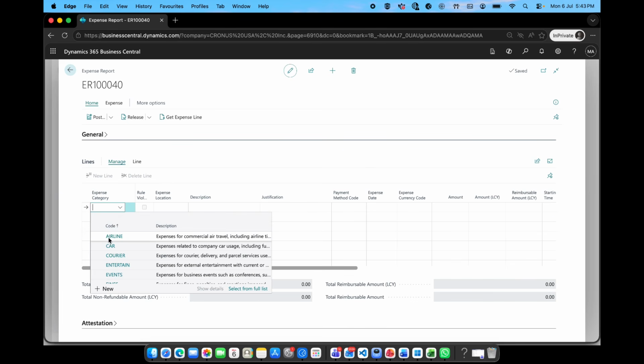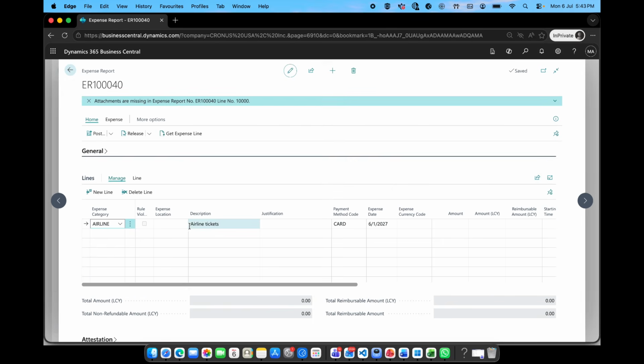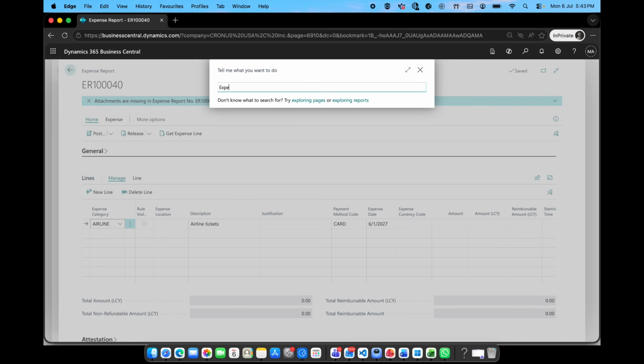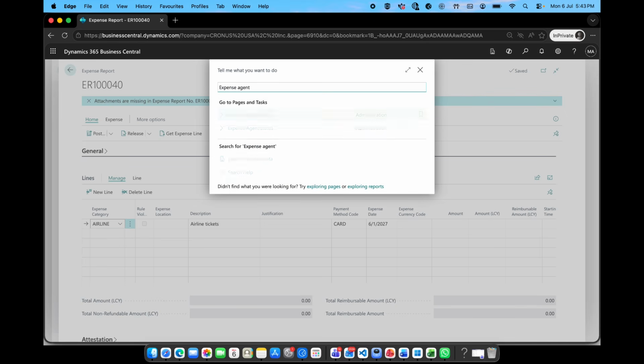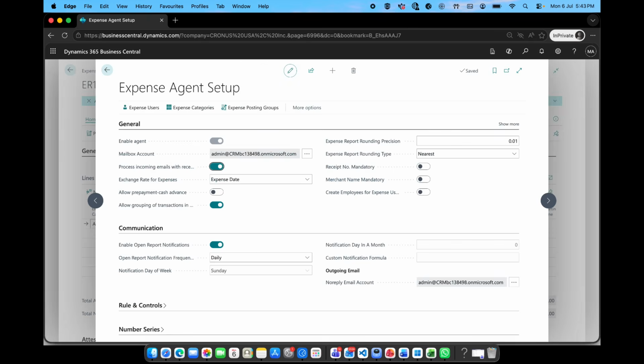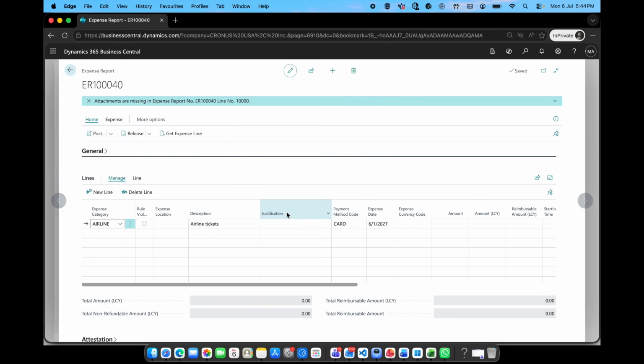I say I took an airplane, but before doing anything, let's go to the expense agent setup first. I'll tell you why. That's the field I was talking about: exchange rate for expenses. This decides which date will be considered in order to get the exchange rate or the currency factor of the line. So I'll show you. For now, it's expense date. Keep that in mind.